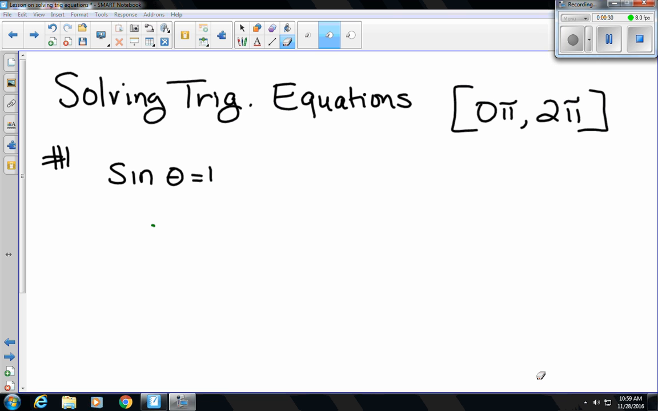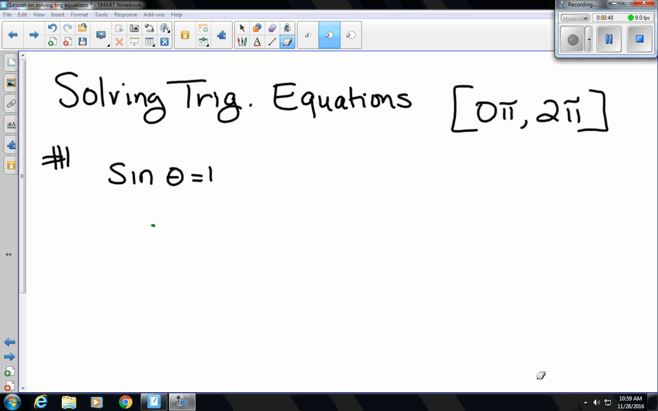Sometimes this will be in trig. Sometimes this will have parentheses around it. Sometimes it'll be like question number 1 on WebAssign, which we'll get to with an example. But tell me what this means to you. 0 pi to 2 pi, brackets.